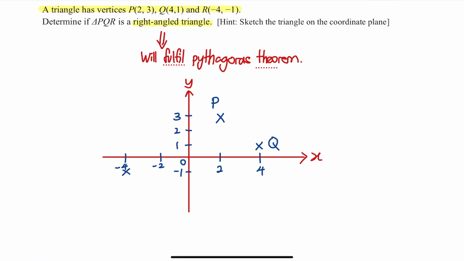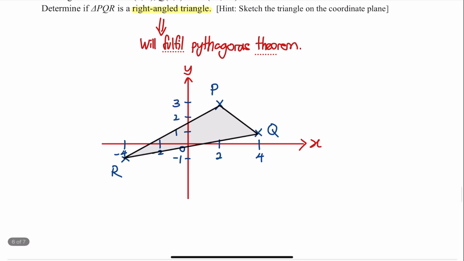So if I were to draw this as a triangle, it should look something like this. Maybe my drawing is not the most accurate, but I want to show that this triangle here is a right angle triangle. So over here, we must check very carefully. Let me label where point R lies. How do I show that this is a right angle triangle?